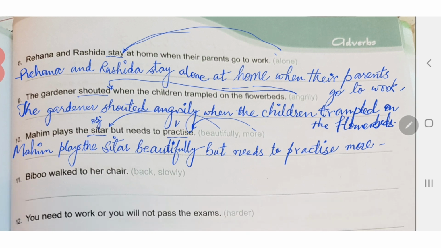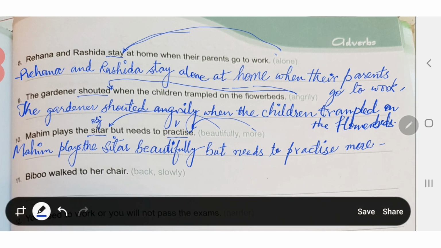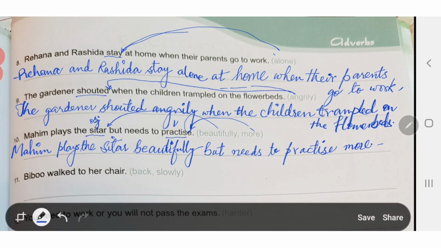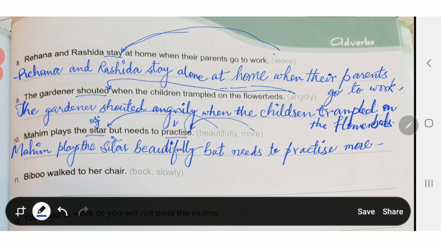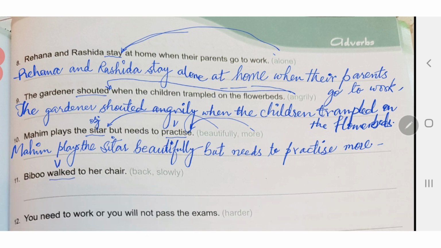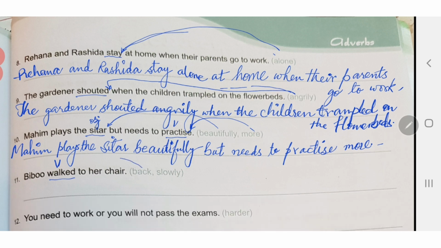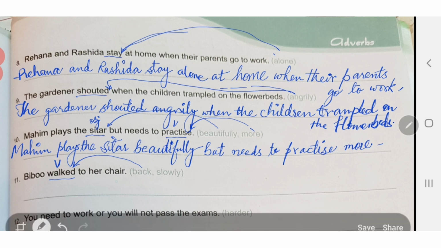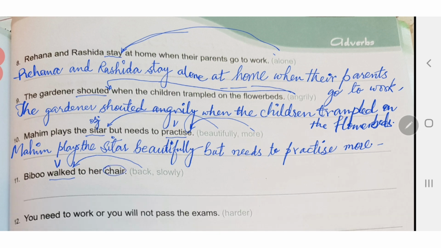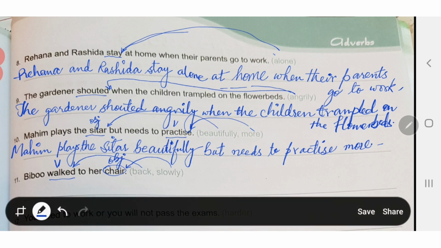Now let's come to number 11. Number 11 says Bibu walked to her chair, bracket says back, slowly. So what is the verb given here? Walked is the verb. What kind of walk was that? He walked where? Towards the chair. So we will put this adverb: walked back to the chair. Now we have another object in this sentence. Like I told you, it should always be placed after the object or after the main verb. In both cases we'll do it like this.